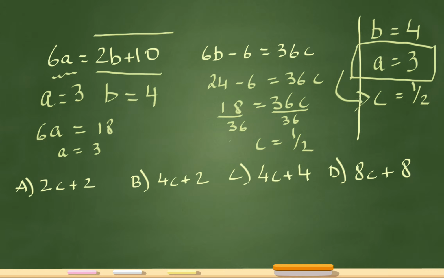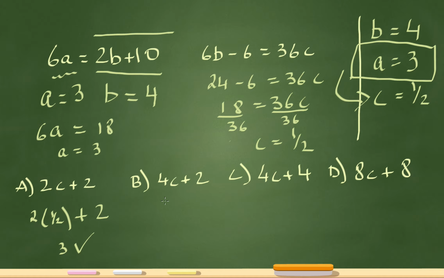c is 1/2. So that means I have to plug the c, which is 1/2, into my answer choices, and see which one gives me a, which is 3. So let's go to answer choice A. Answer choice A will be 2 times 1/2 plus 2. 2 times 1/2 is 1. 1 plus 2 is 3. That works out. I'll still check out all the other ones.